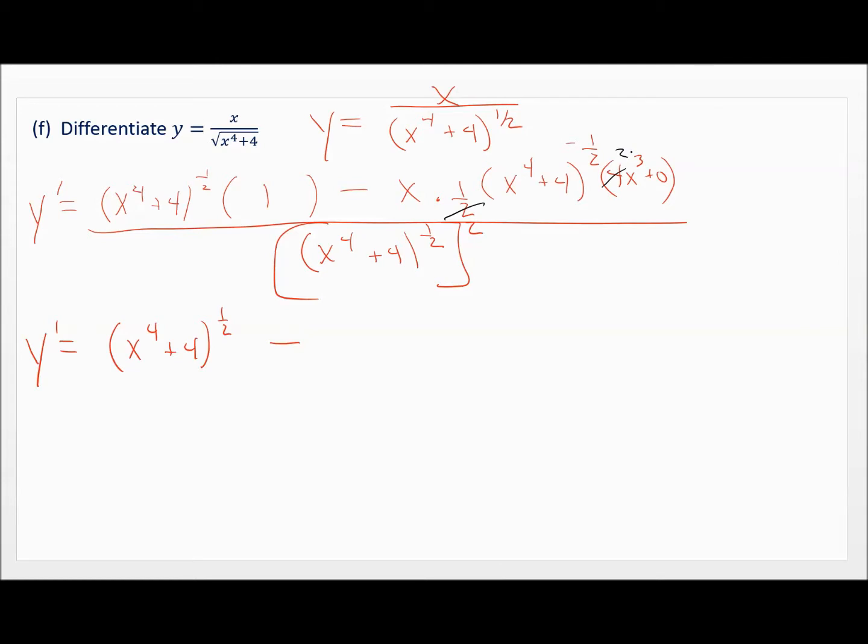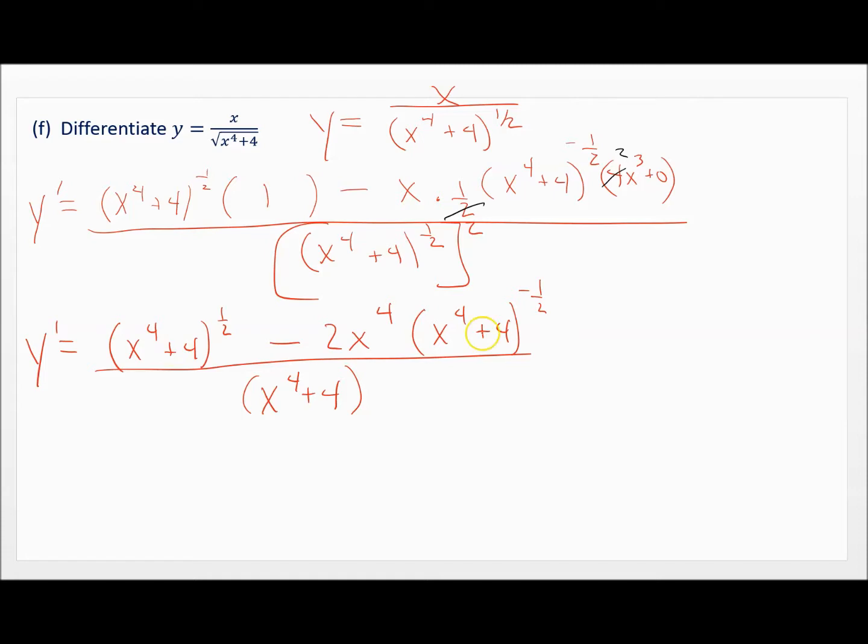And then I can also go ahead and multiply this negative x times this 2x to the 3rd. So that's negative 2x to the 4th. And then I have this x to the 4th plus 4 to the negative 1/2 over denominator, this 1/2 times this 2. Remember, power to a power you multiply, just gives me x to the 4th plus 4 down there in the denominator.